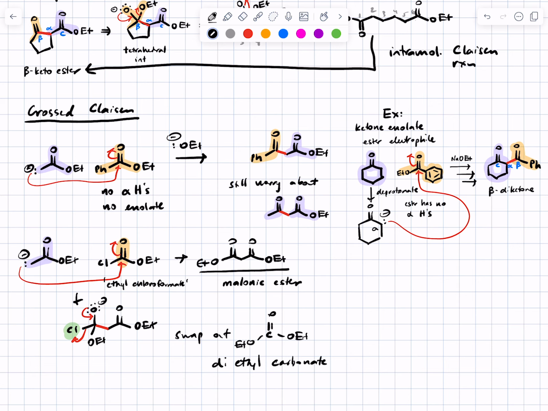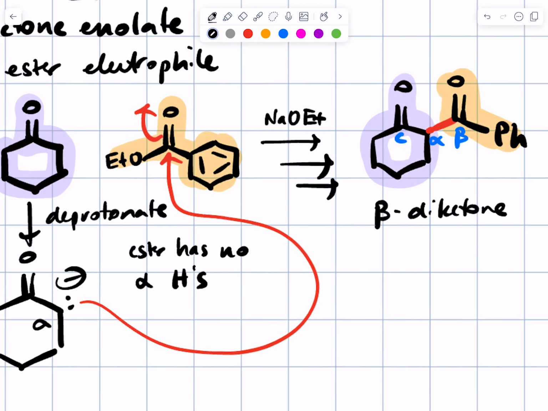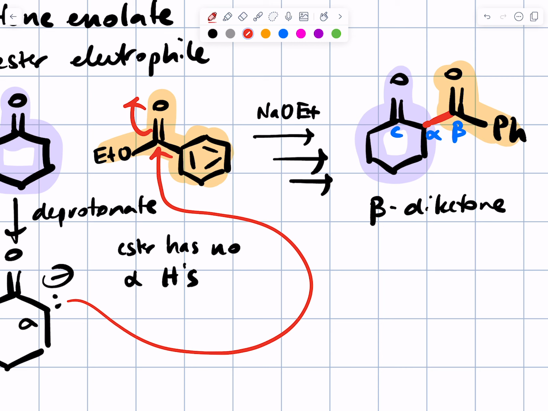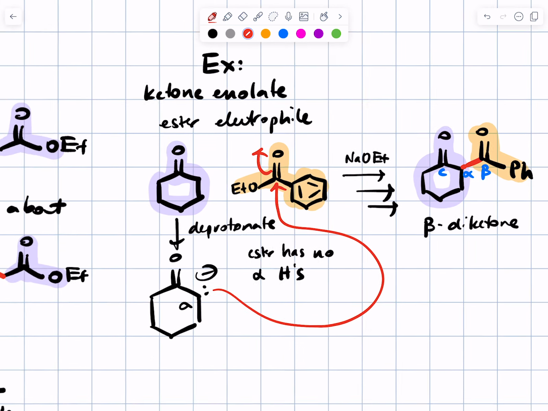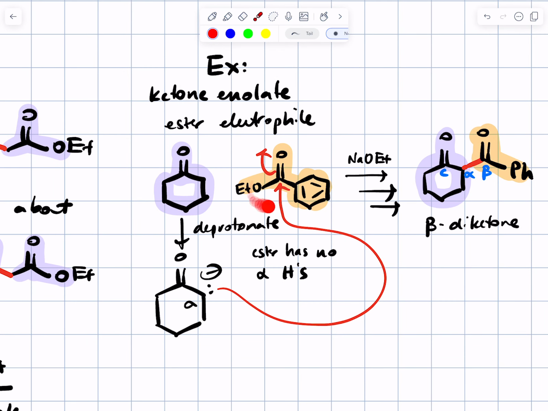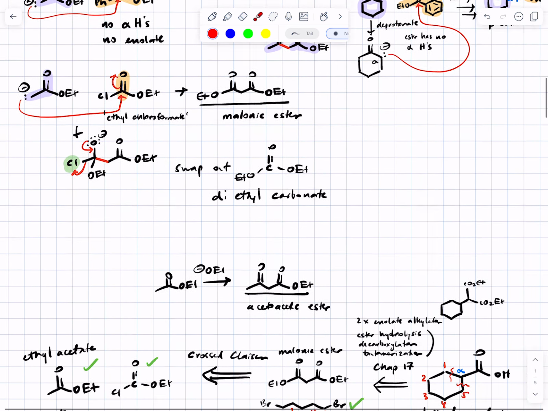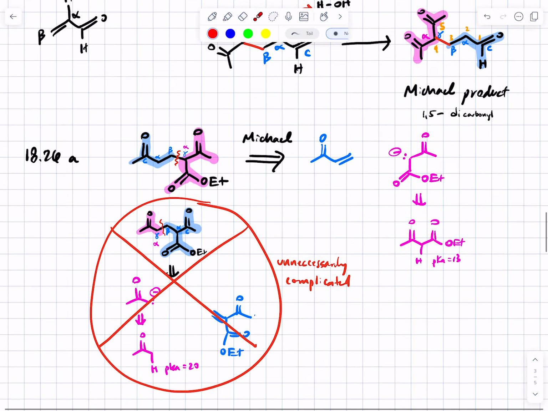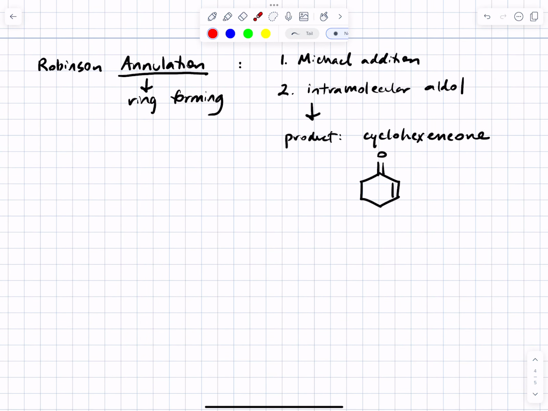So when you're doing problems of this nature, if you see a beta diketone and you know you need to make one of the bonds between the alpha carbon and one of the carbonyl carbons, choose as your ester, if you have a choice, one that lacks alpha protons. Okay, so that's just something that I failed to pick up a little bit earlier. Sorry about that. Now, we were going to jump into the Robinson annulation where your product is a cyclohexenone ring.